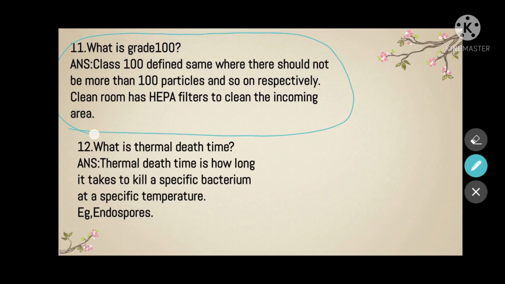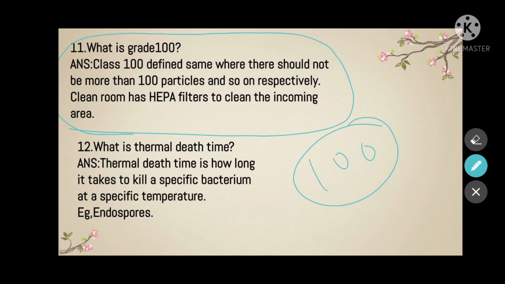Grade 100 means the particles should not cross 100 particles. The area should not have more than 100 particles. Some particles are there, which can be set by the standards. Those particles are acceptable, meaning if these particles are present, your product can be supplied for further preparations. Below 100, that is grade 100.